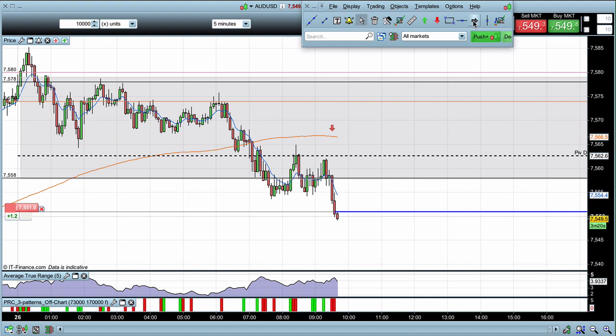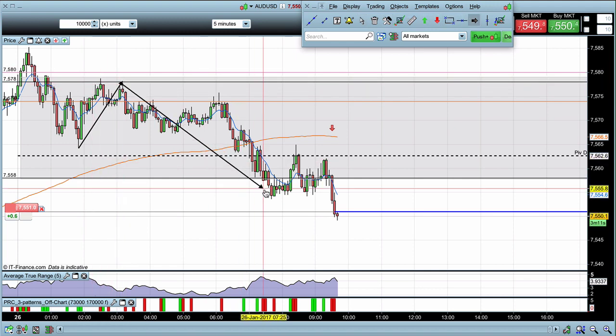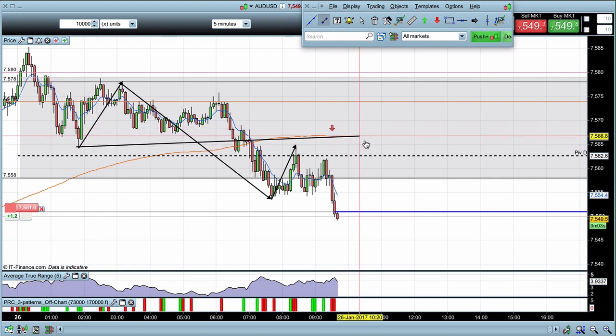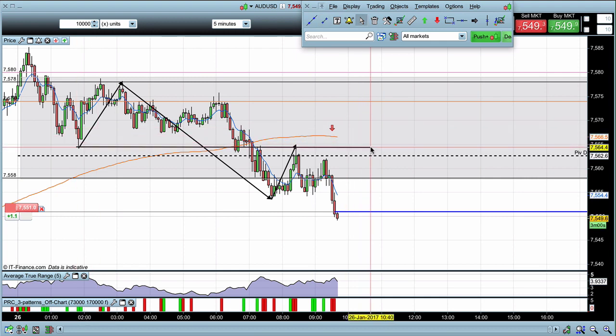Okay, so basically what this market has done is it has bounced up, it's then made a low, and it has popped up once again. So potentially moving into a downtrend on the 5-minute time frame.